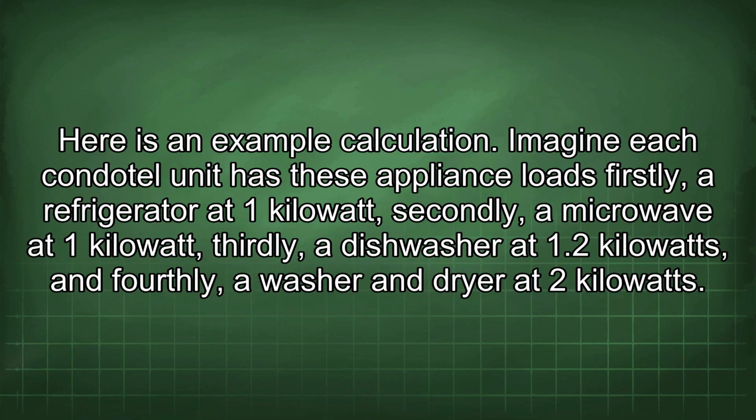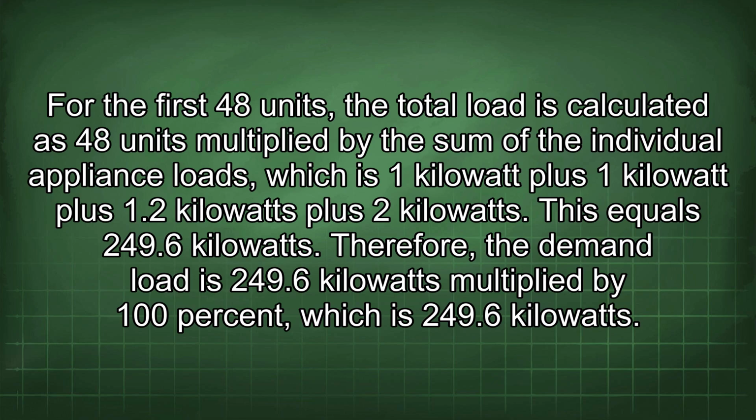Here is an example calculation. Imagine each Condotel unit has these appliance loads. Firstly, a refrigerator at 1 kW, secondly, a microwave at 1 kW, thirdly, a dishwasher at 1.2 kW, and fourthly, a washer and dryer at 2 kW. For the first 48 units, the total load is calculated as 48 units multiplied by the sum of the individual appliance loads, which is 1 kW plus 1 kW plus 1.2 kW plus 2 kW. This equals 249.6 kW. Therefore, the demand load is 249.6 kW multiplied by 100%, which is 249.6 kW.